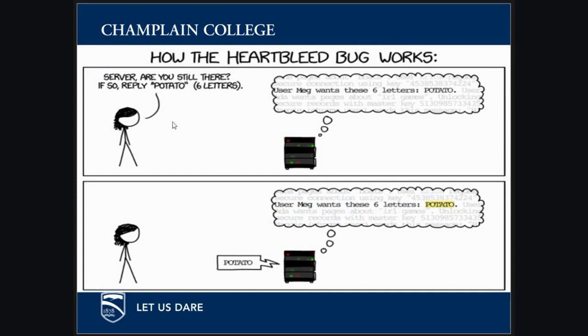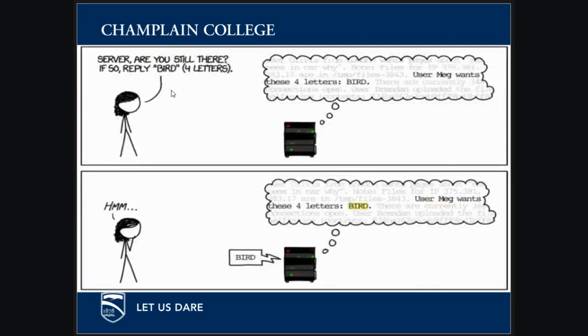So a client accessing the server says to the server, "Hi server, are you still there?" Basically checking to see if it's still in existence. "If so, reply potato," 6 letters. The server responds potato. The second request is sent to the server, says, "Server, are you still there? If so, reply bird," 4 letters. It replies bird, just as you would expect.